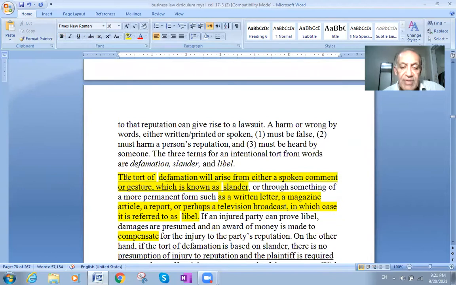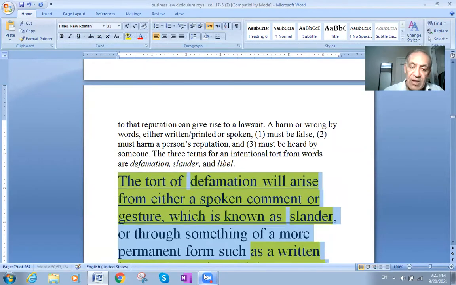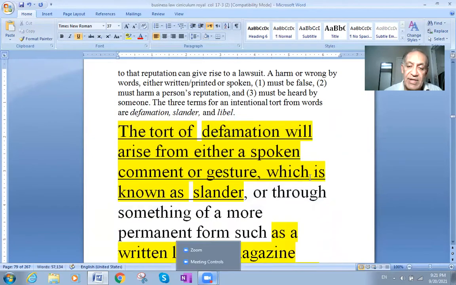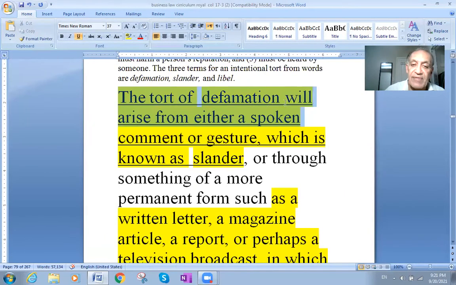Okay, so this is the tort of defamation. How will this happen? The tort of defamation will arise from either a spoken comment or gesture. You made a bad signal with your finger to someone. You look at someone to disgust him with a gesture or with a glance. You look at someone from up to down like this, and you try to assault someone, which is known as slander.